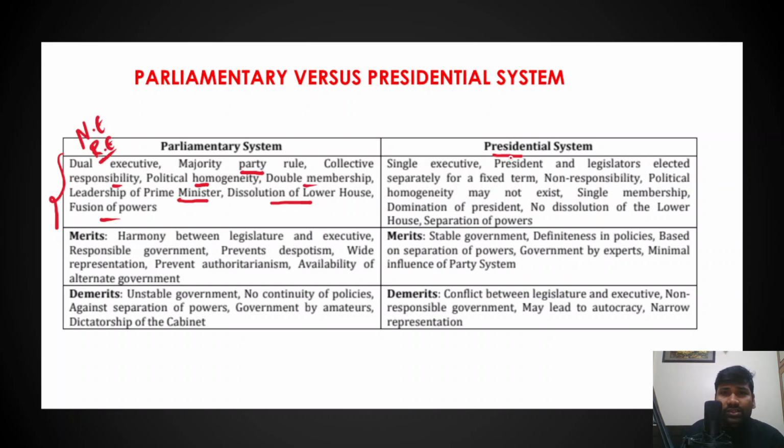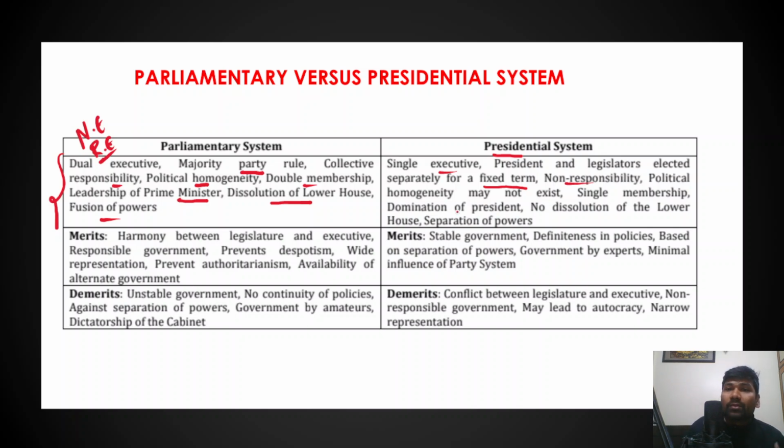Now in the presidential system there is a single executive, not a dual executive, and the president and legislators are elected separately for a fixed term. So there will be a fixed term. For example, you can see in the US, Donald Trump, president of the US, is elected for 4 years. So there will be a fixed term for the president, and the president would not have responsibility to the parliament.